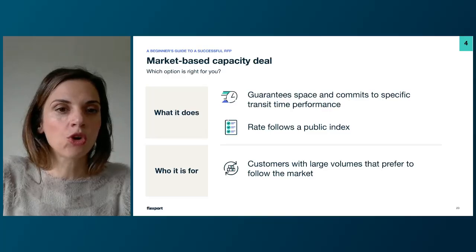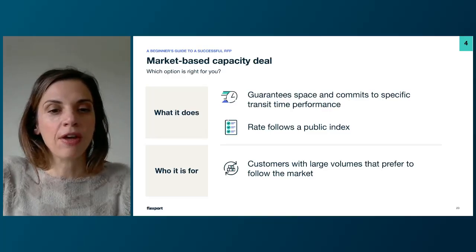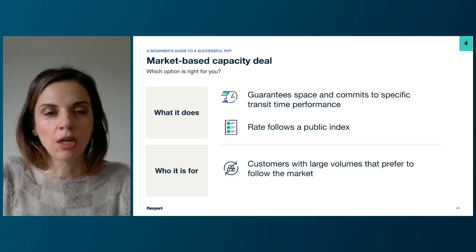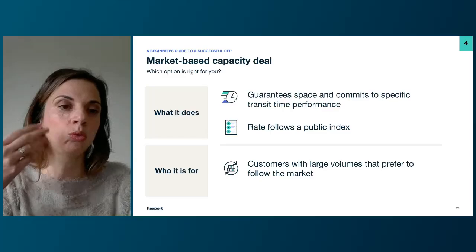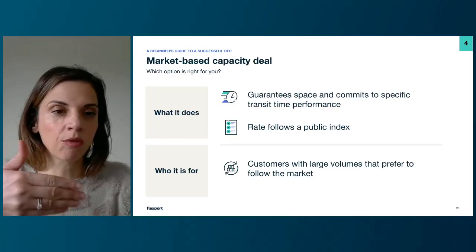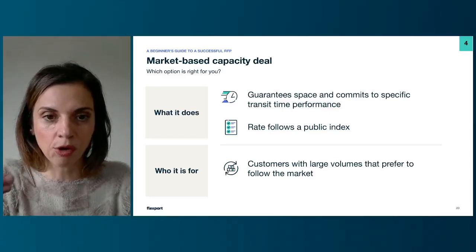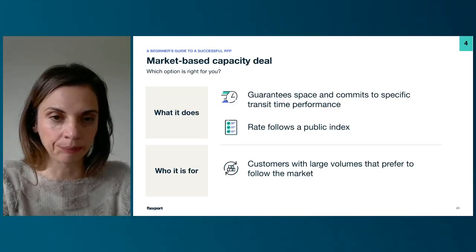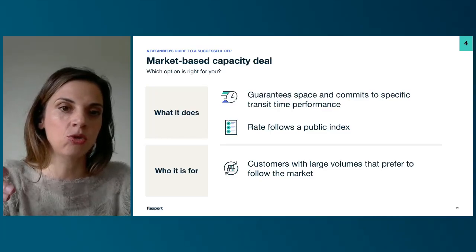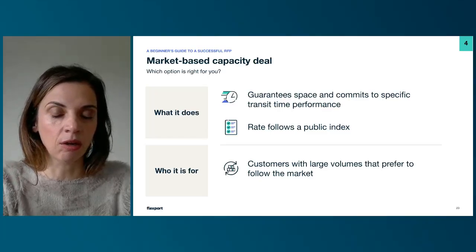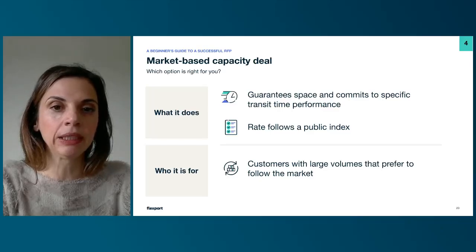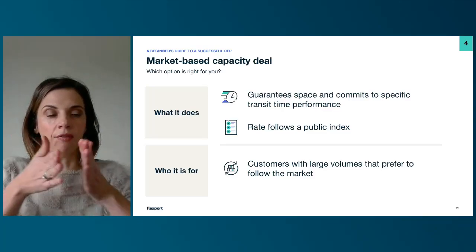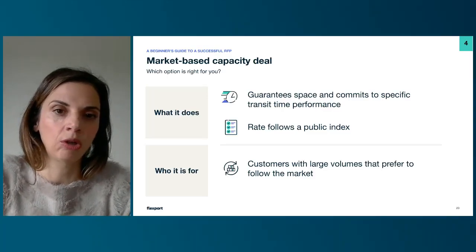So the fourth instrument is the market-based capacity deal. So how this works is that you have a price that you're pegging to a publicly available index. So there are a couple of those in the market, and then you will talk with your logistics provider, choose the one that you want to follow, and peg your RFP contract to that index, and then that guarantees you the space for that validity of the bid, and it commits to a specific transit time, so you can have a very good view of your supply chain, how it will move.